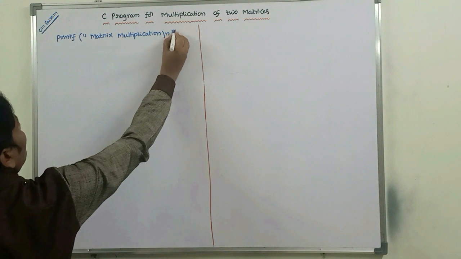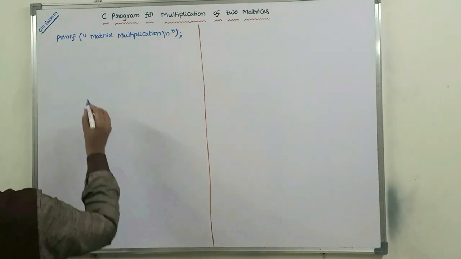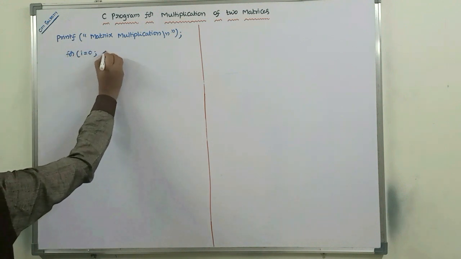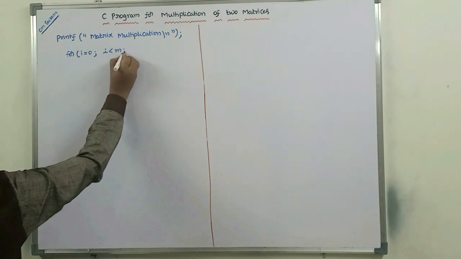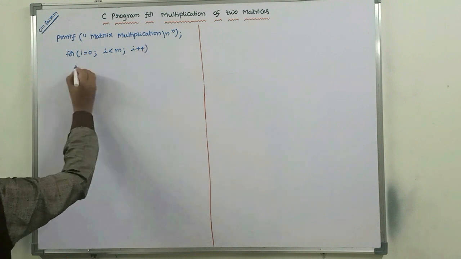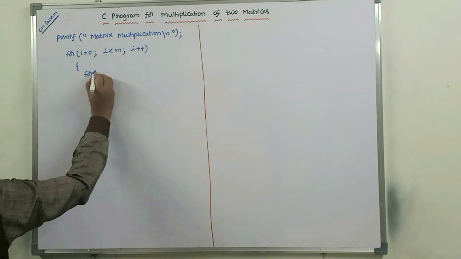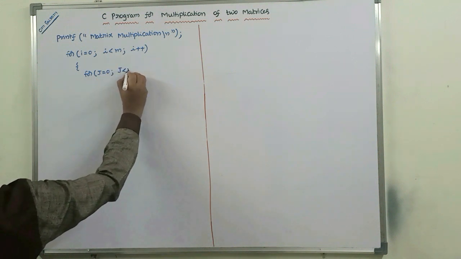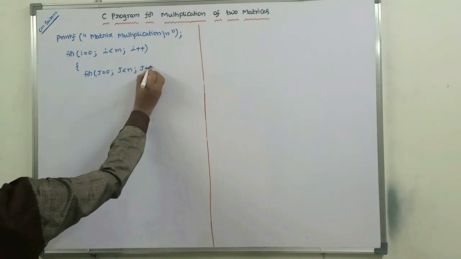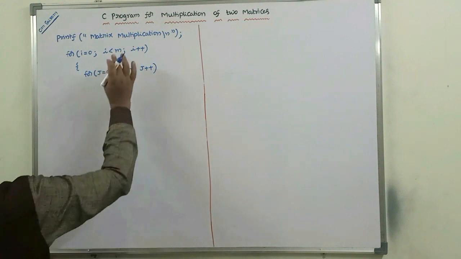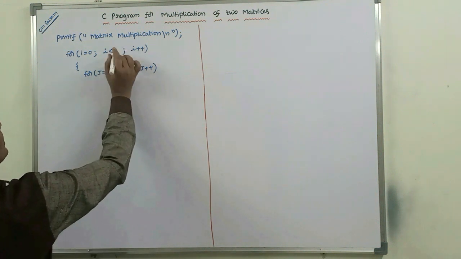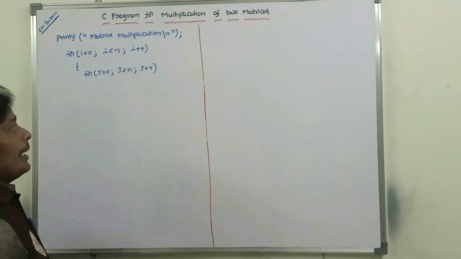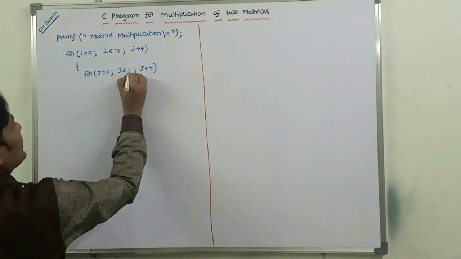\n");. For (i = 0; i < m; i++) begin, for (j = 0; j < n; j++). Okay, so here I am taking n value, it is the columns of matrix A and the row size of matrix B. Okay.